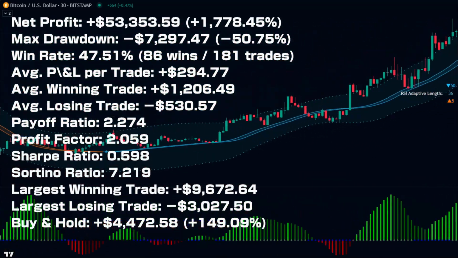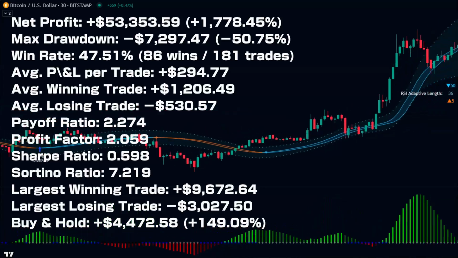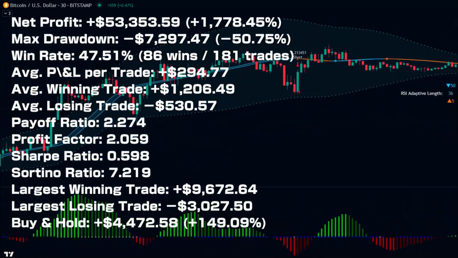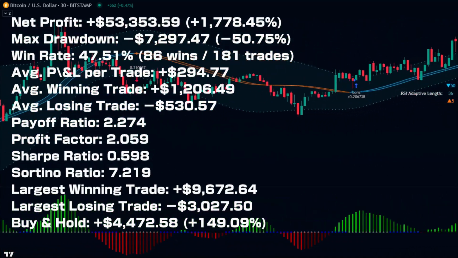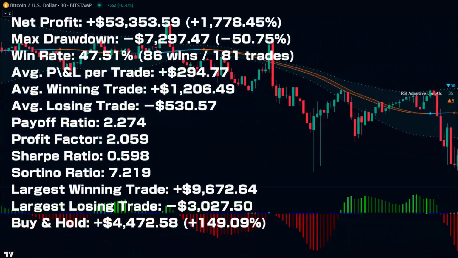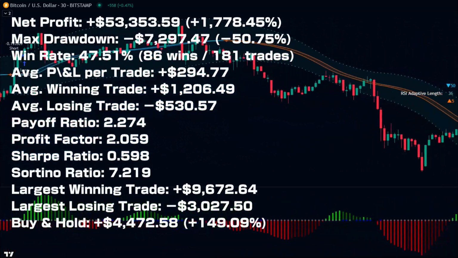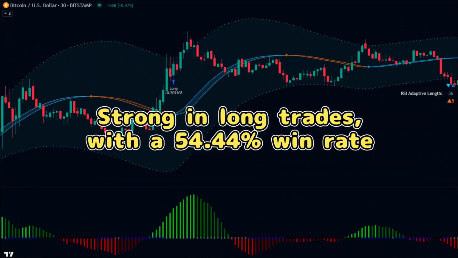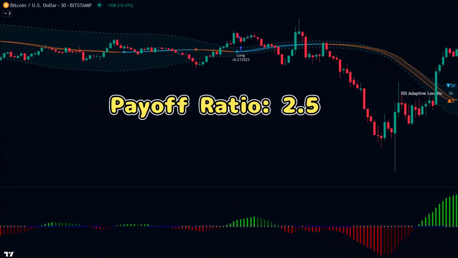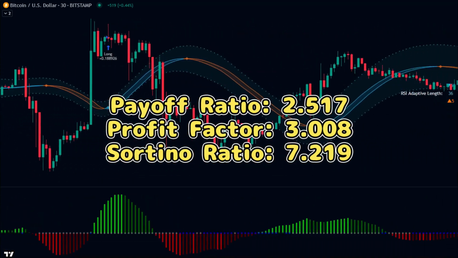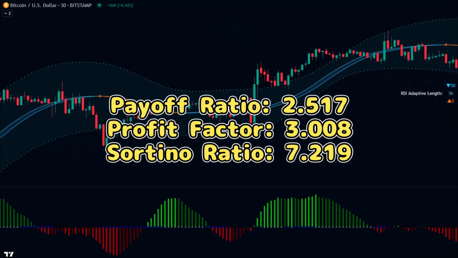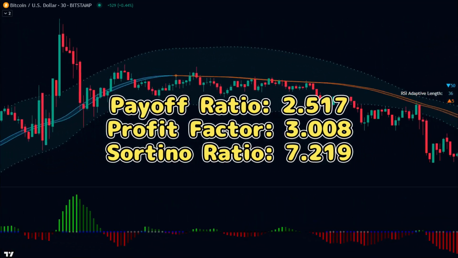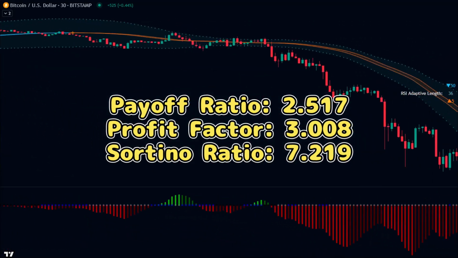Biggest winning trade $9,672.64. Biggest losing trade minus $3,027.50. For context, simply holding Bitcoin, buy and hold, during the same period would have returned only $4,472.58. Clearly, this strategy delivered far superior returns. The strategy performs especially well on long trades, with a win rate of 54.44%, a payoff ratio of 2.51710, and a profit factor of 3.008. Its Sortino ratio of 7.219 also highlights strong downside protection, showing that it handles market drops effectively.